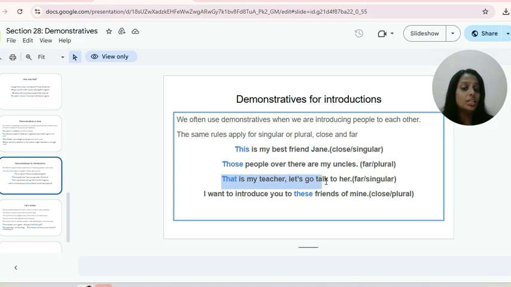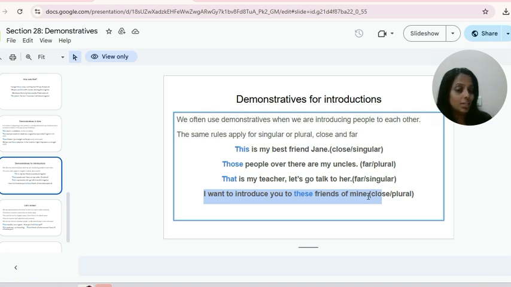That is my teacher. Let's go talk to her. Again, it's a singular person standing at a far distance. So we are saying that. I want to introduce you to these friends of mine. So here, your friends are standing very close to you and they are plural. So you are using the demonstrative these.